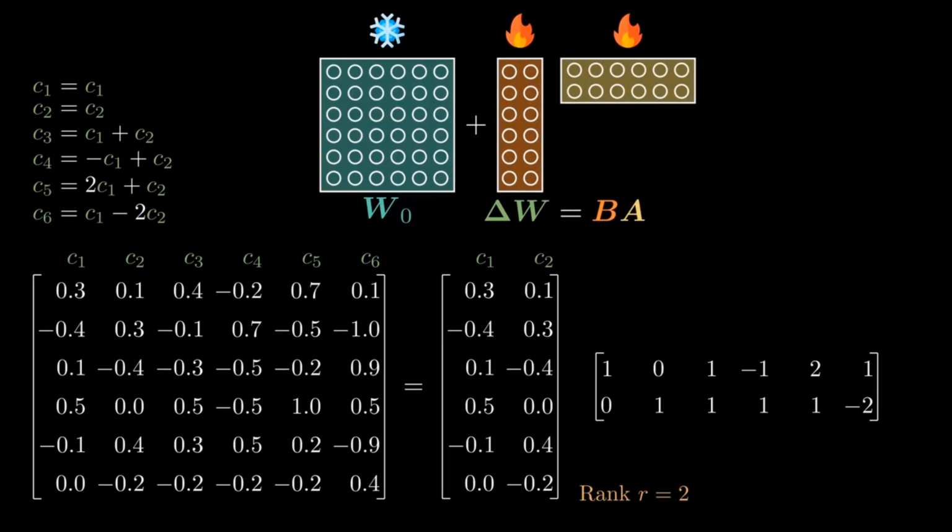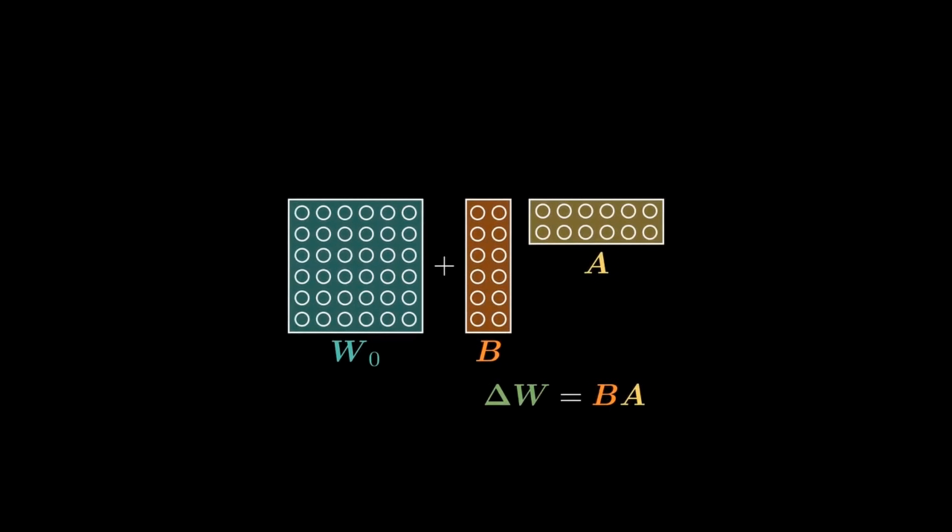Let's apply this low-rank idea to the matrix update. Instead of learning one big delta W directly, we learn two smaller matrices, A and B. B is tall and skinny. A is short and wide. This trick is called low-rank adaptation, or LoRA. By decomposing delta W into these two low-rank matrices, we substantially reduce the number of trainable parameters.